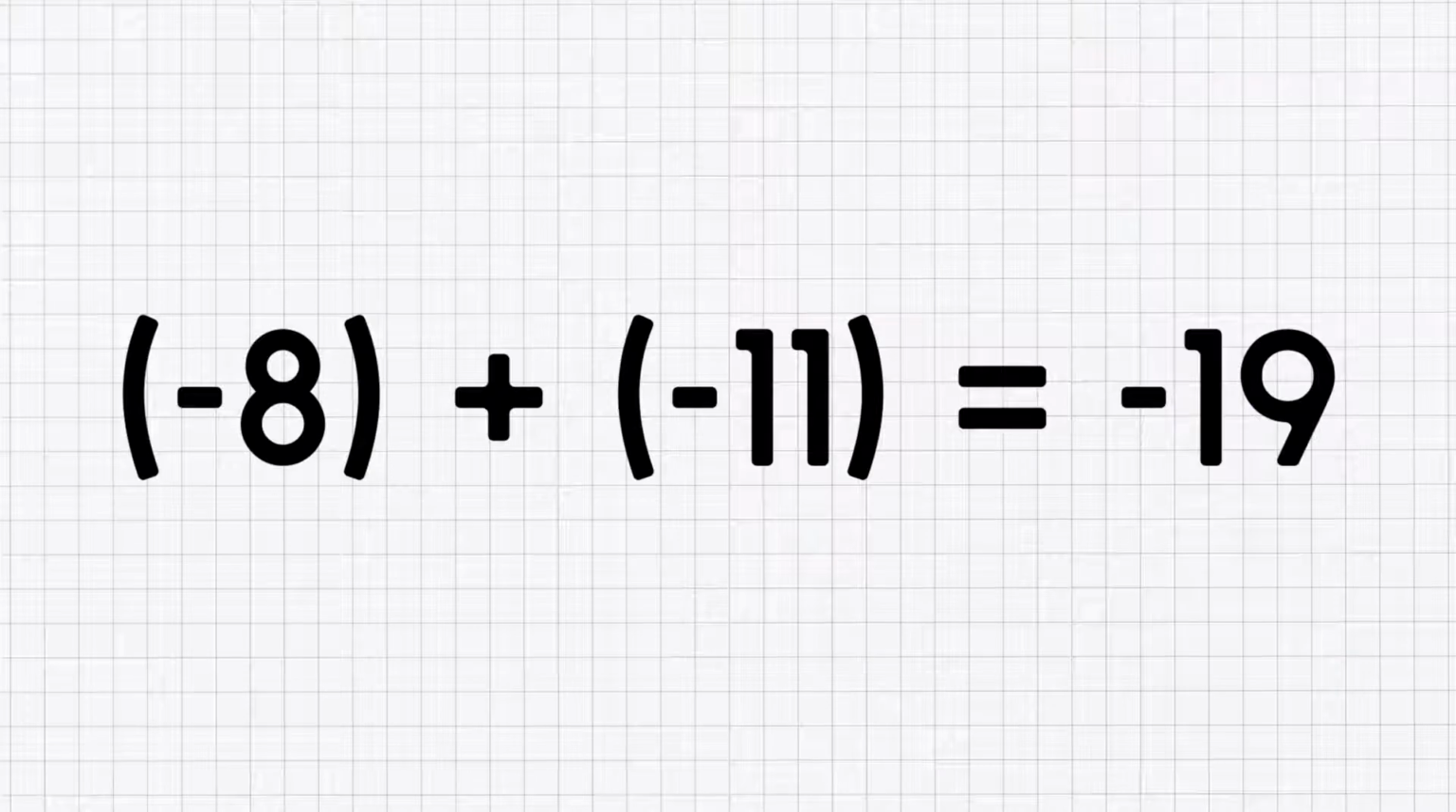Another example, we have negative 8 plus negative 11. Both are negative, so we just add the numbers, 8 plus 11, that is 19. And then we copy the sign, which is negative. Therefore, the sum is negative 19.